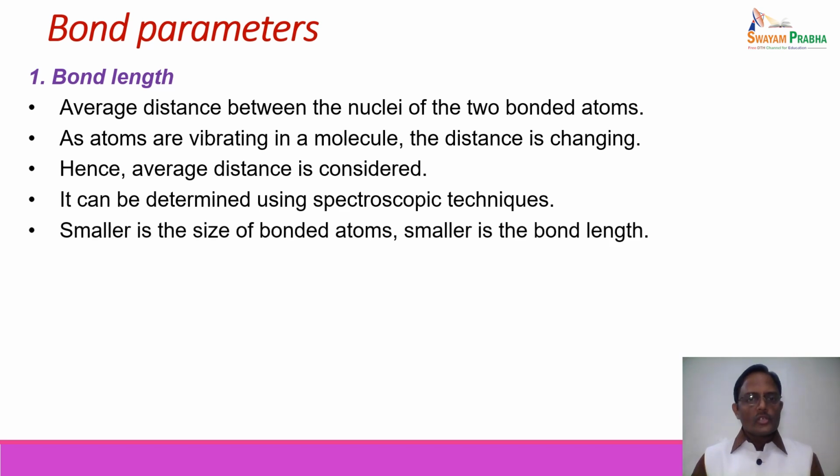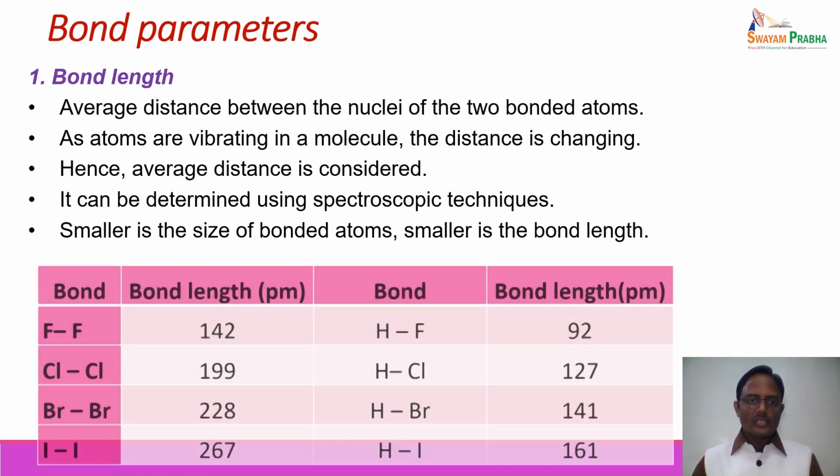Smaller is the size of the bonded atoms, smaller will be the bond length. If the atom has larger size, definitely the overlapping orbital is always the valence shell, and since the valence shell is away from the nucleus, the internuclear distance will definitely increase.